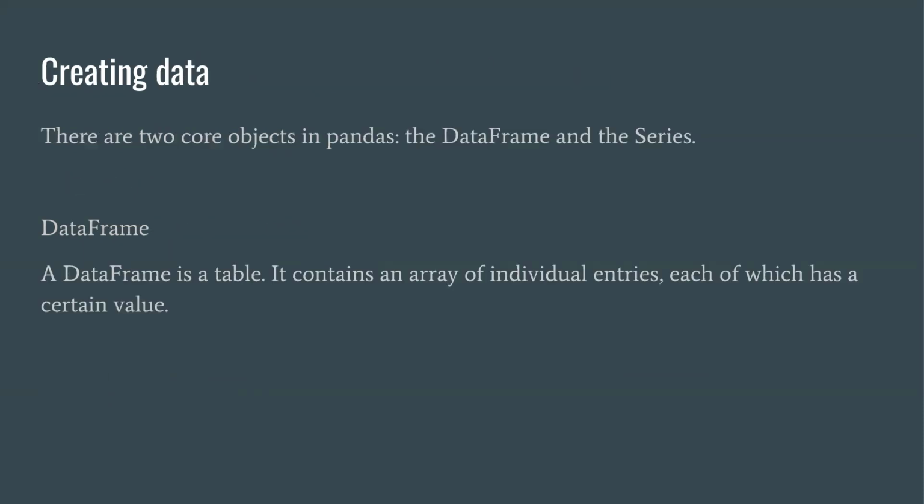Creating data. There are two core objects in Pandas, the data frame and the series. A data frame is basically a table. It contains an array of individual entries, each of which has a certain value, and each entry corresponds to a row and a column.